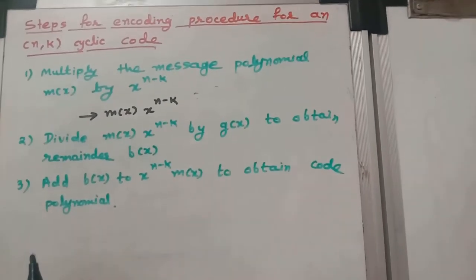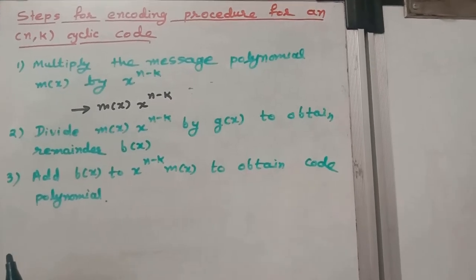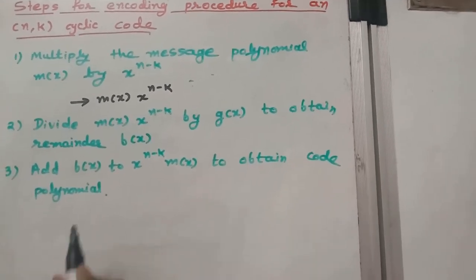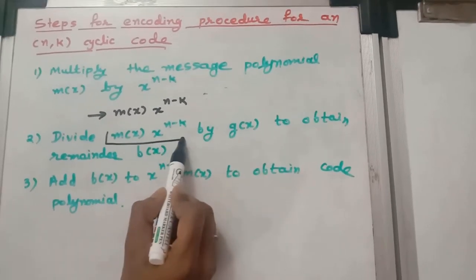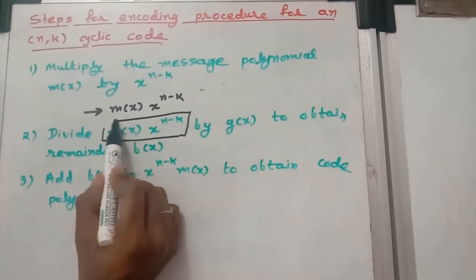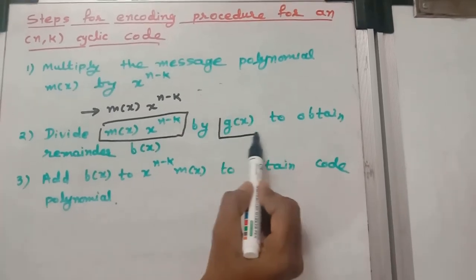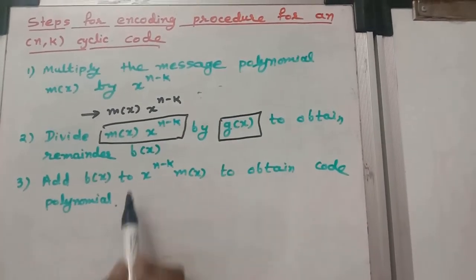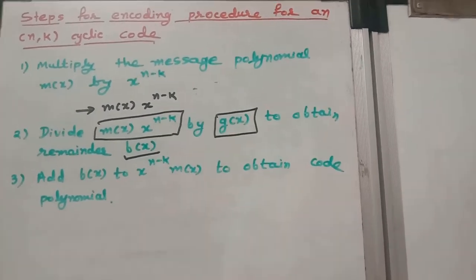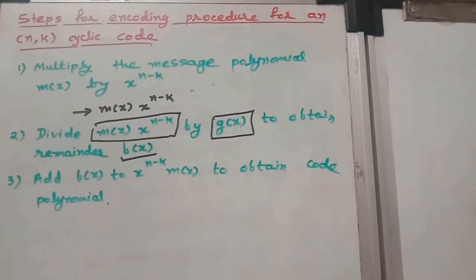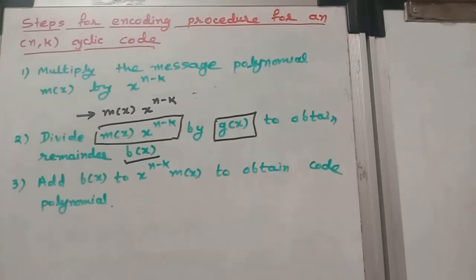So ultimately, what is our aim? Our aim is to get the code polynomial by dividing m of x into x raised to power n minus k by this g of x to obtain this remainder b of x. So to understand these steps, we can solve one numerical based on this.